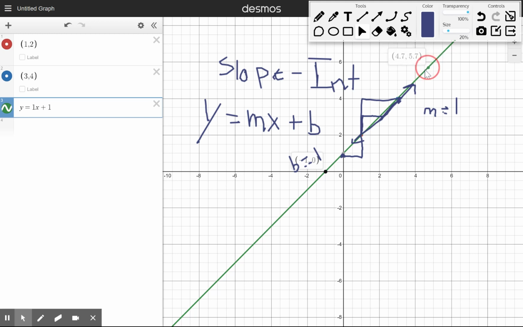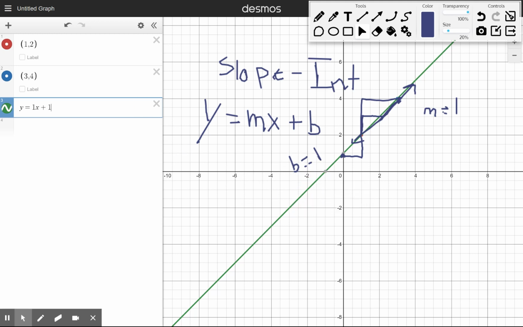Okay, so you can see I'm just sliding along my line, and you can see there's infinitely many points along this line where that x value and the y value, if you plugged them in to this equation, would make it true.